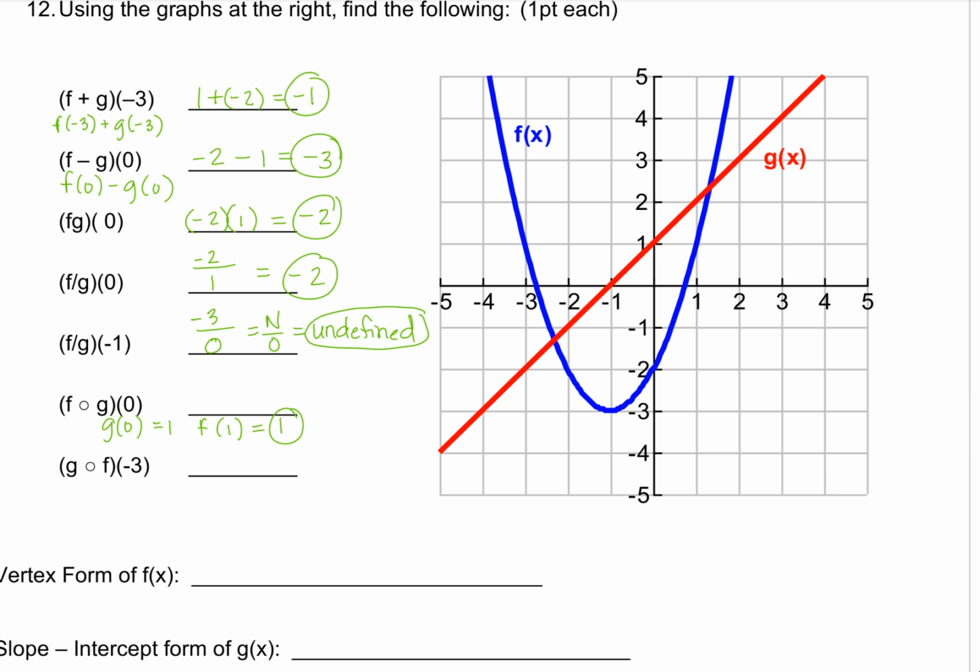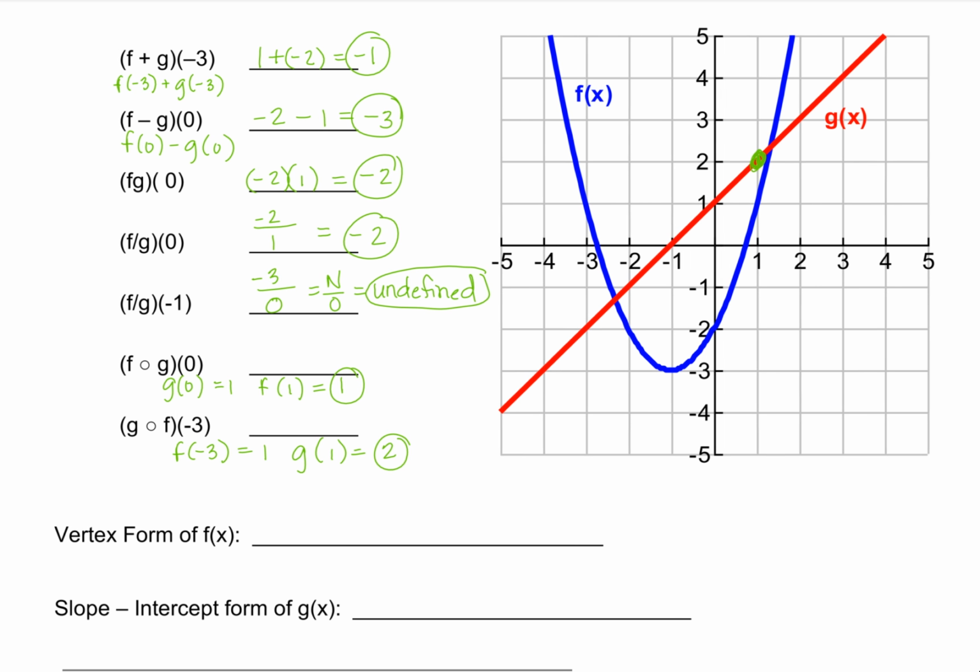Now I'm going to do f of negative 3. So I'm finding the solution at negative 3. Well, that was at 1. And then I'm going to find g of the answer, which was 1. So I go to 1 and I see where g of 1 occurs. Well, that's at 2. So I'm finding the first term, and then I'm using that solution to find the next term.